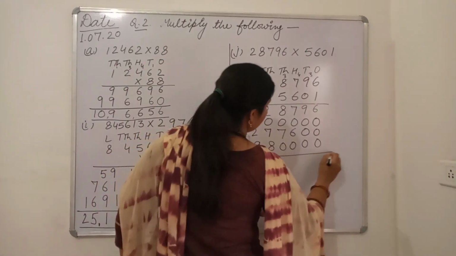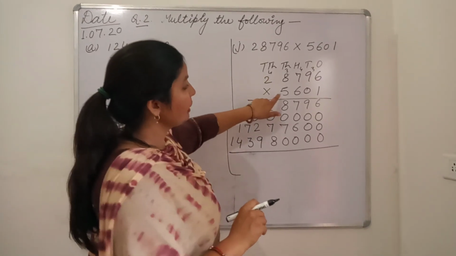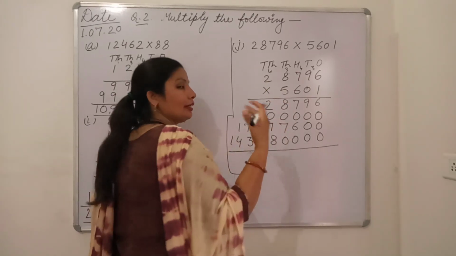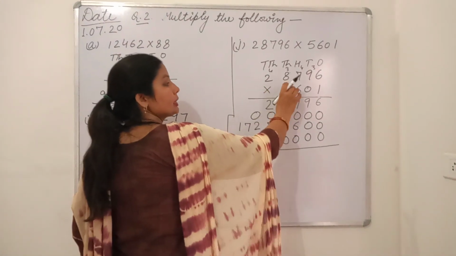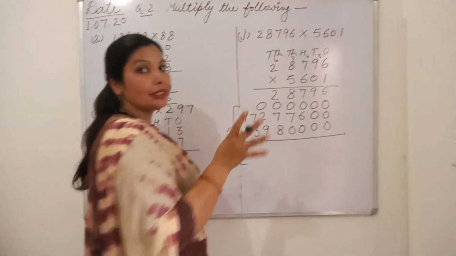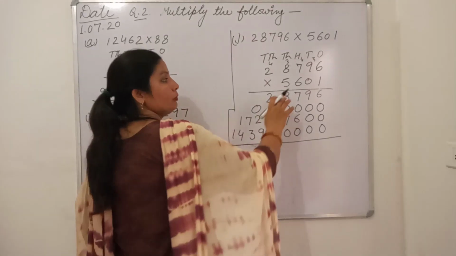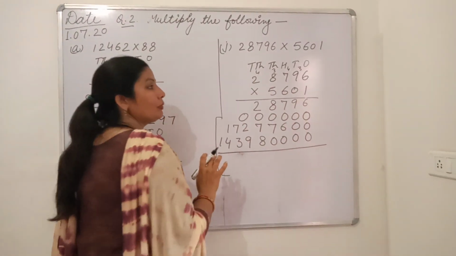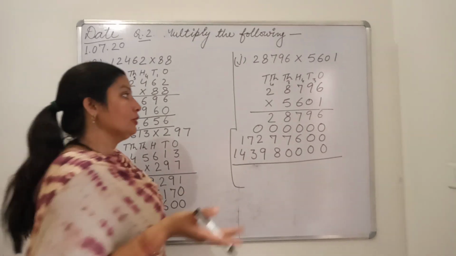Now we should add all these. Why? Because the numbers are finished. Till here we have digits, till then we have to multiply. When the digits, meaning the numbers, are finished, that means multiplication is finished. After that we will do addition. Okay. So we have done multiplication by 1, by 0, by 6, by 5, by all. So now our turn comes for addition. So now we do addition.